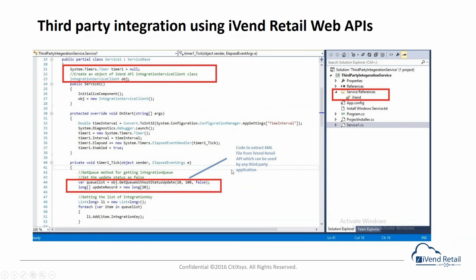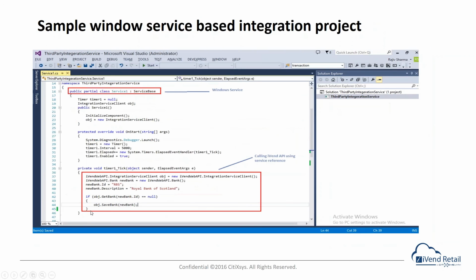When you generally need to do the integration, you need to develop a Windows service, and in the Windows service, you need to make a reference to iVend API. This is the sample which explains how you do that, and then you generally put a timer control in your Windows service whereby you keep polling the iVend API function the way we have done it in this example. Then once you have the data, you can process the data as mentioned here in the for loop.